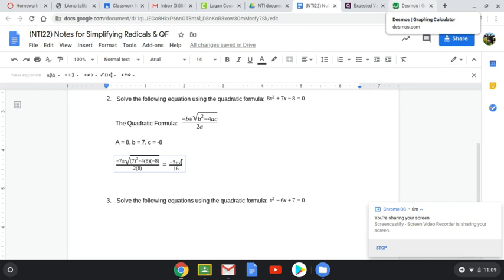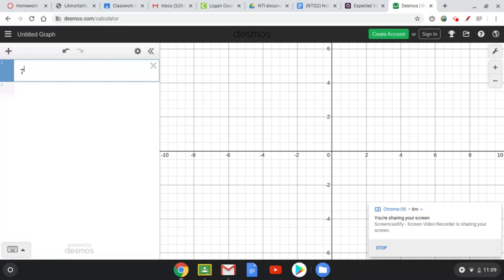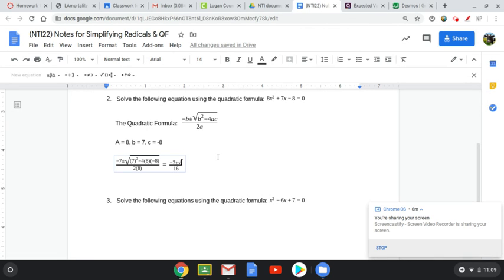So I've got 7 squared, okay, minus 4 times 8 times negative 8. And it tells me that is 305. Notice here, I didn't type in the square root symbol. All I typed in were the numbers. So watch how I write this. I just put a 305 inside the square root.